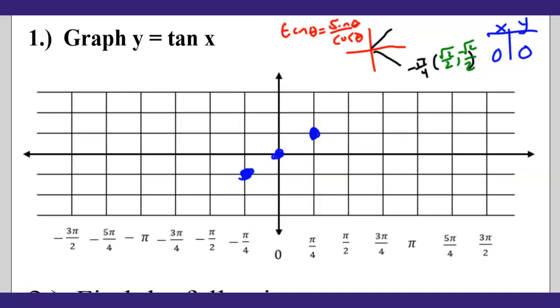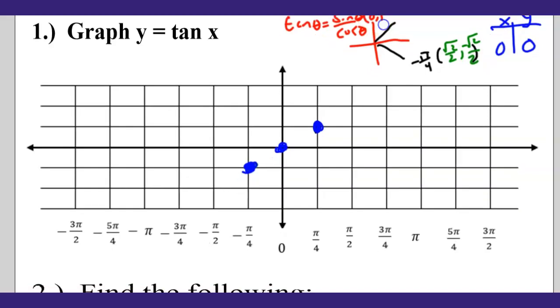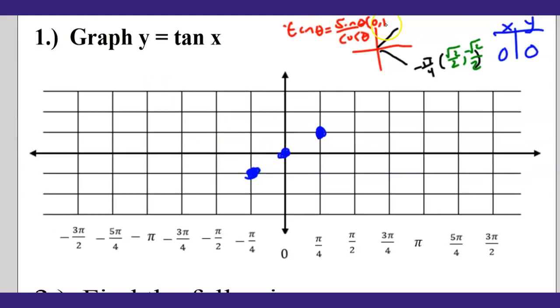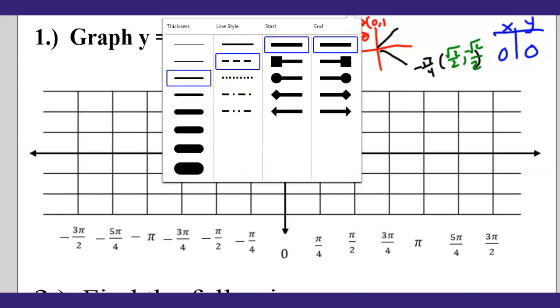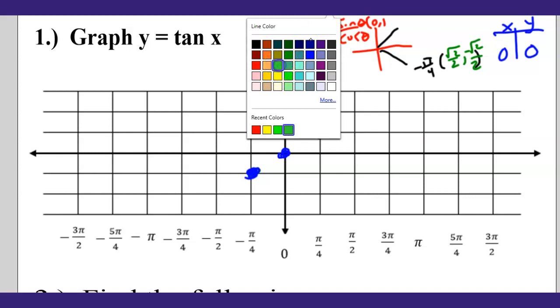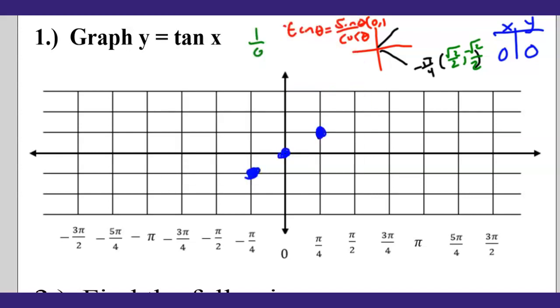But anyway, this will continue if I went to like pi over 2. Alright, pi over 2 is point 0, 1. So if I found tangent, it would be sine over cosine, which is undefined. So right here at pi over 2, which is 90 degrees, 1 over 0 is undefined. So there's an actual asymptote right there. So let me draw an asymptote real quick. Right there, pi over 2.